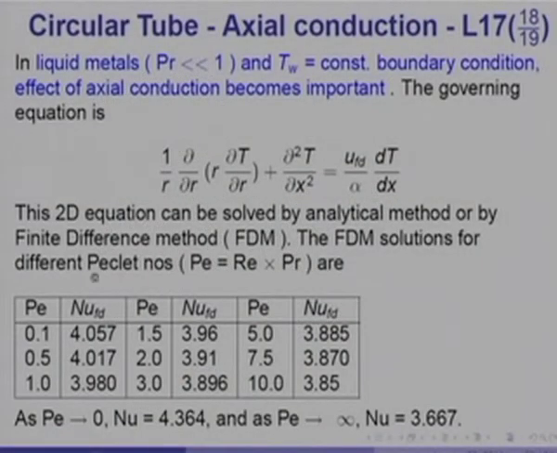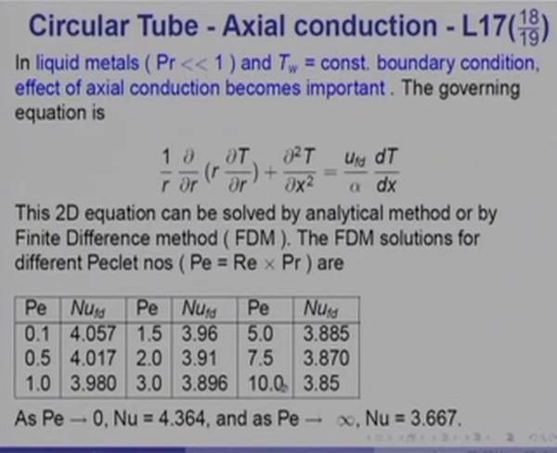I have obtained this, remember, because Prandtl number is so low, the product of Reynolds and Prandtl can be very low in laminar flow. So, I have taken values of 0.1, 0.5, 1, 1.5, 2, 3, 5, 7.5 and 10 and obtained solutions by finite difference method. And here are the solutions. For very low Peclet number, the Nusselt number is 4.057. But as I increase the Peclet number, which means allowing for more and more axial conduction, then you will see the Nusselt number goes on reducing.